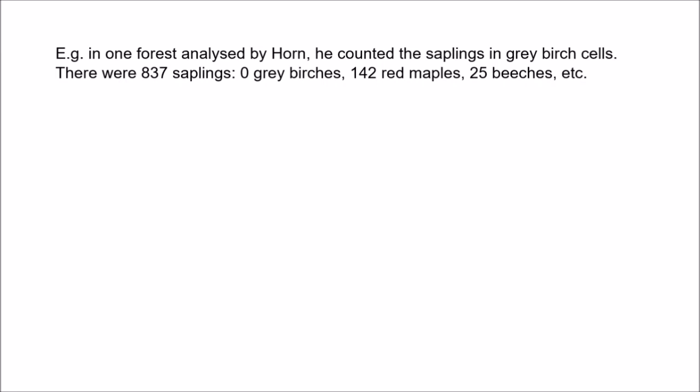And then the probability that a grey birch will be replaced by another grey birch can be worked out. We just take it to be 0 out of 837. The probability that a grey birch will be replaced by a red maple is 142 out of 837. The probability that a grey birch will be replaced by a beech is 25 out of 837. So with this model, we can make predictions about how the forest will develop over time, and it does actually provide a fairly good fit to the observed phenomena.